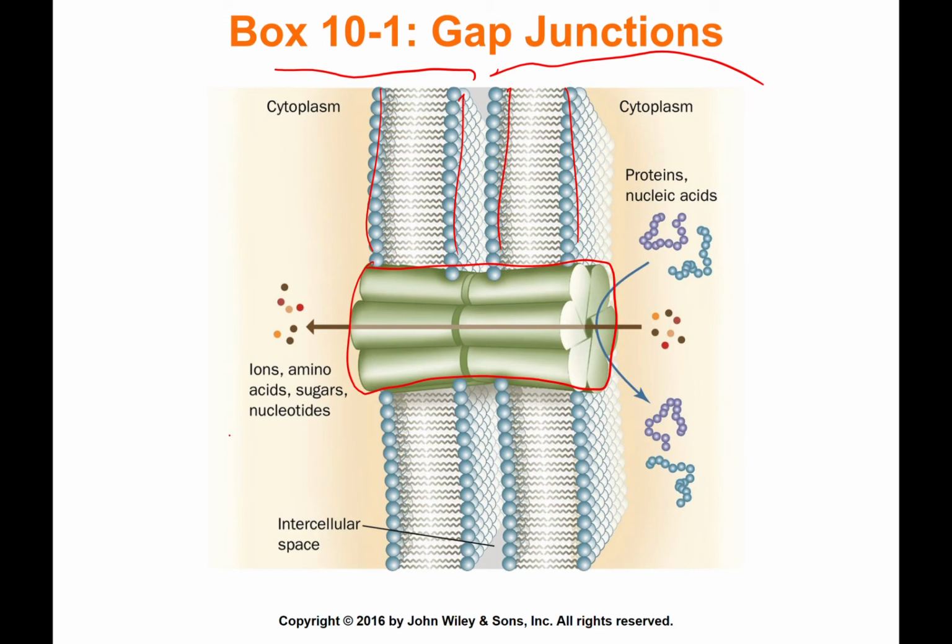So small things like ions, amino acids, sugars, right? Basically, now these two cells that are joined by a gap junction, let's say one of them just received sugar, that sugar molecule can be transported directly to the other cell, right? It also allows, this pore is big enough that proteins and nucleic acids can actually cross from one cell to another. Now, gap junctions are very, very common within biological tissues.